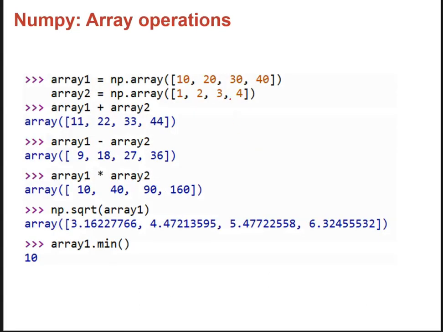Now let's look at simple operations of arrays. Let's say that we have 2 arrays. Both of these are arrays of integers. You can add them using the plus sign, subtract them, multiply them, and you can also take the square root. So there are some basic functions that you can use. The np.sqrt is the square root, and you can also perform other operations to check, for example, the minimum of the array. So array1 has the minimum value 10, and you can also do the max, like array1.max. Go ahead, type it in, and that should give you 40. We'll continue looking at different operations as we move on.